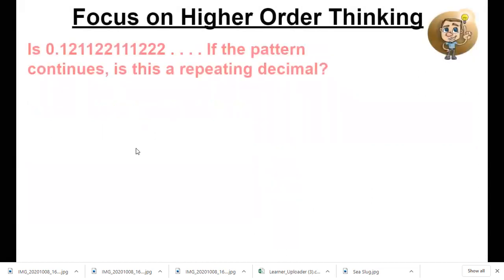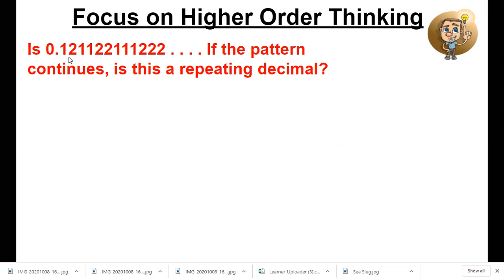Okay, next one. Is 0.1211221112222, if the pattern continues, going to be a repeating decimal? Is that a repeating decimal? Do you have an exact pattern of repeat, like a certain number of numbers repeating over and over? No, right? This is 1, 2, and then it goes to 2 2s, and then it goes to 3 2s, and next time it'll go to 4 2s.